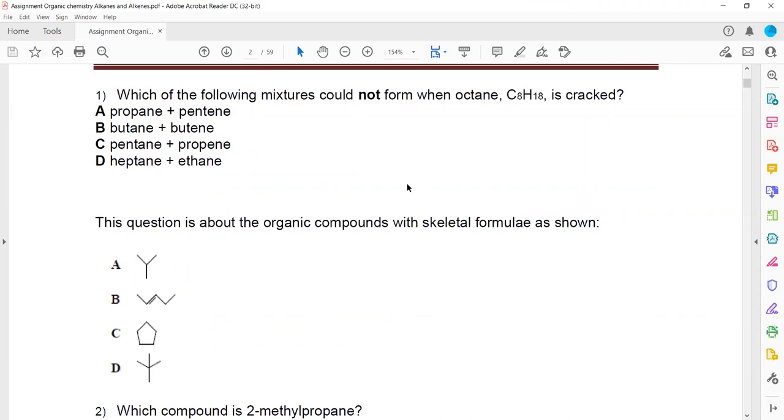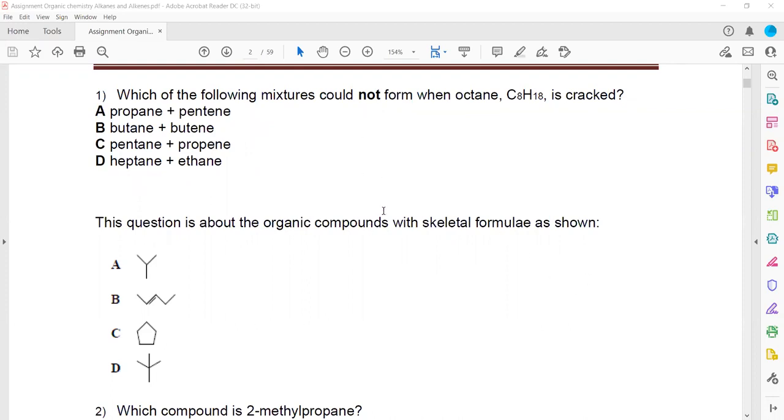Which of the following mixtures could not form when octane is cracked? Octane means 8 carbons. So prop and pent means 3 plus 5, so it will be 8. Butane and butene will be 8. Pent and prop will be 8. But hept is 7 and eth is 2, and 7 plus 2 means 9 carbons. How can 8 carbons result in the formation of 9 carbon atoms? That's why D cannot be the right answer.